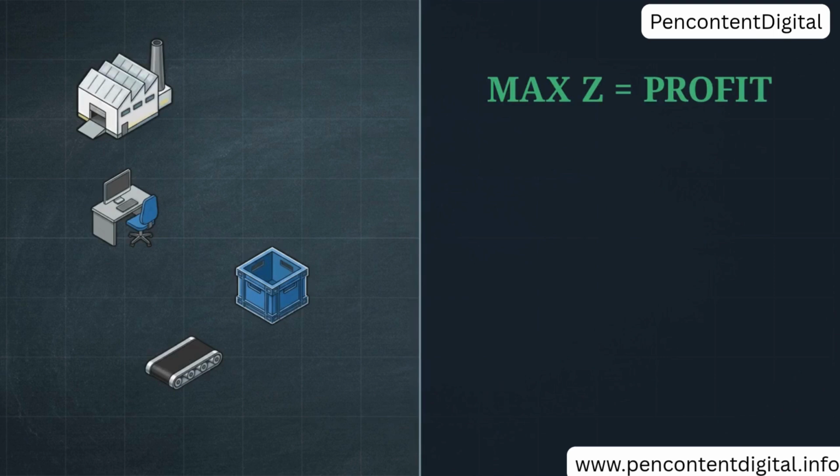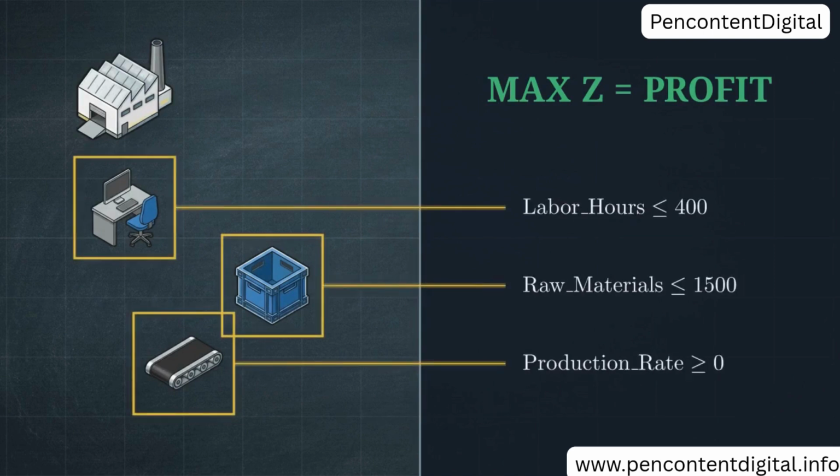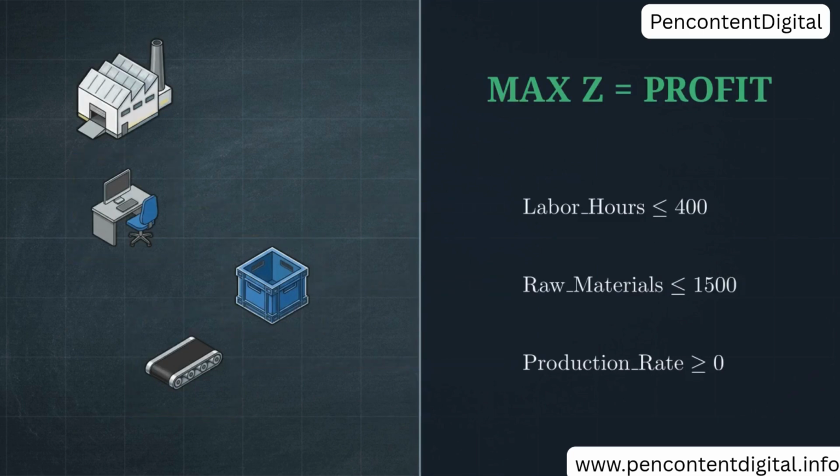The objective function acts as the singular mathematical goal. Here, we instruct the software to maximize total profit, represented as Z. Once the goal is set, we move to the most rigorous step, adding constraints. Constraints translate absolute physical limitations on the left, like maximum labor or materials, into strict algebraic inequalities on the right.